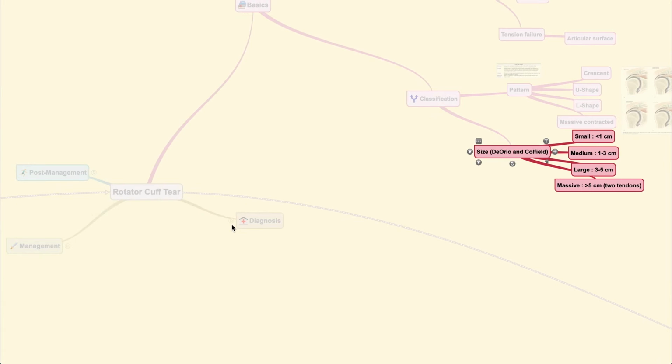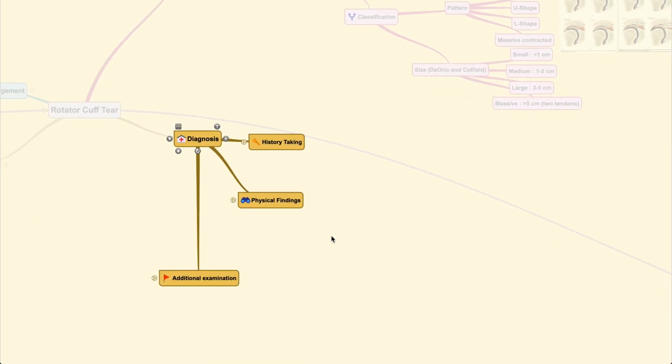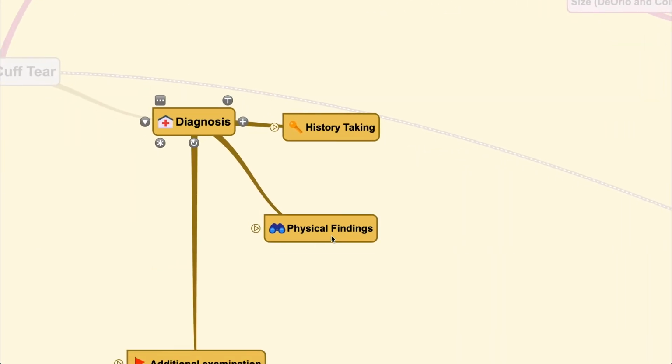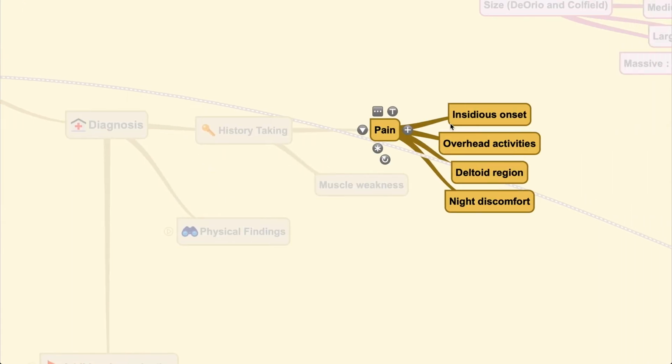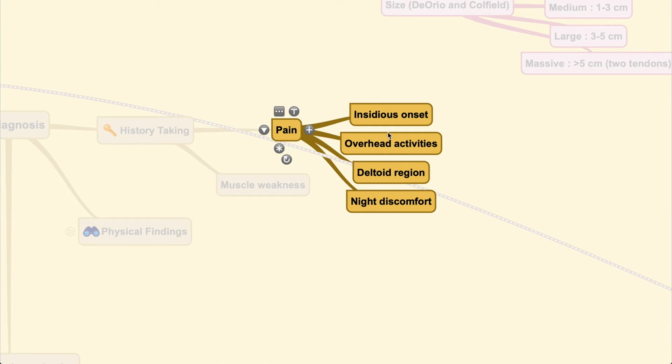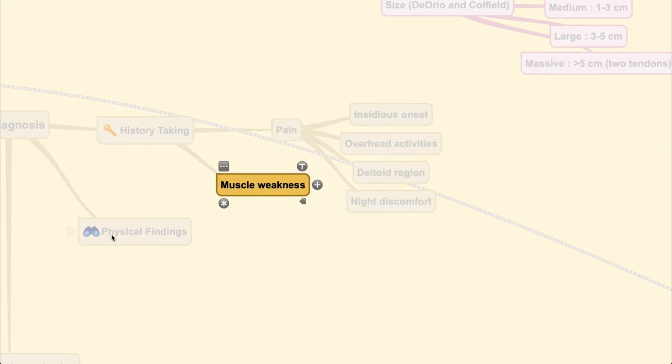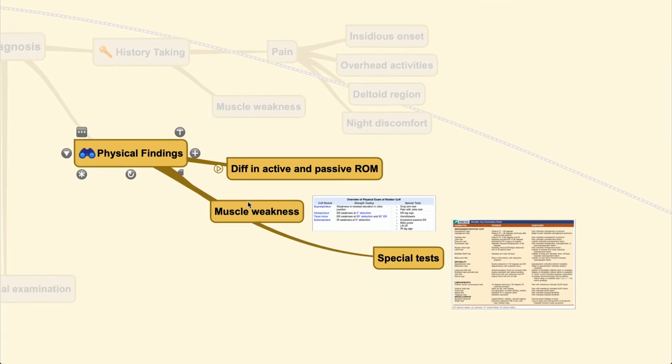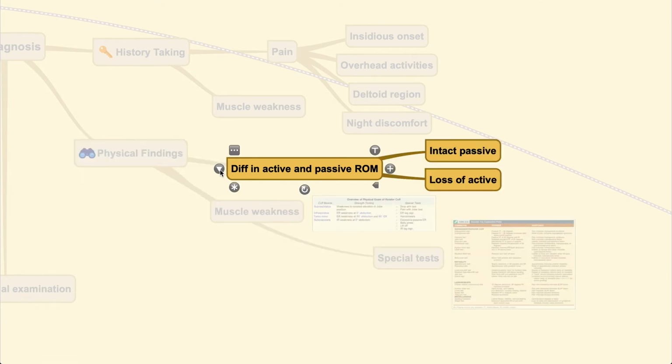Well, after you have known all of those basics, you need to know how to make the diagnosis of a rotator cuff tear. It all starts from history taking, and patients often come with complaints of pain situated over at the deltoid region, and there should be pain and limitation that is insidious and is triggered by any overhead activities. There might also be some night discomfort along with muscle weakness.